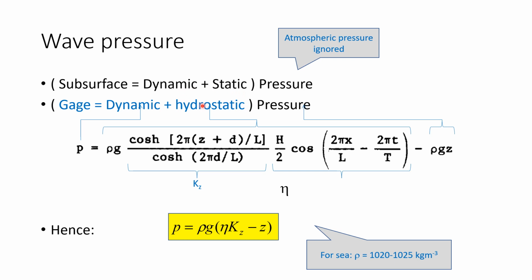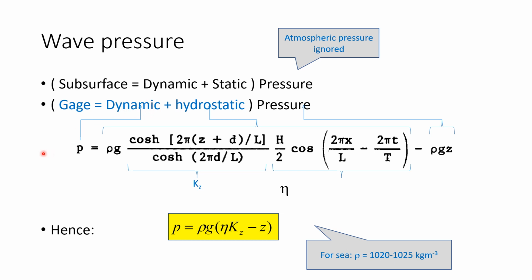Now let's take a look at the hydrostatic pressure. You notice that the term is negative rho g z, and remember z is always a negative value, and it depends on the distance from the still water level. So negative rho g z is basically the hydrostatic pressure, which is positive. And let's now look at the dynamic pressure.